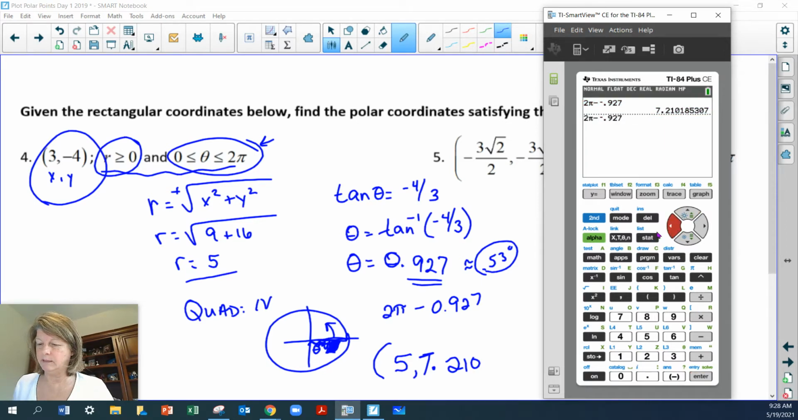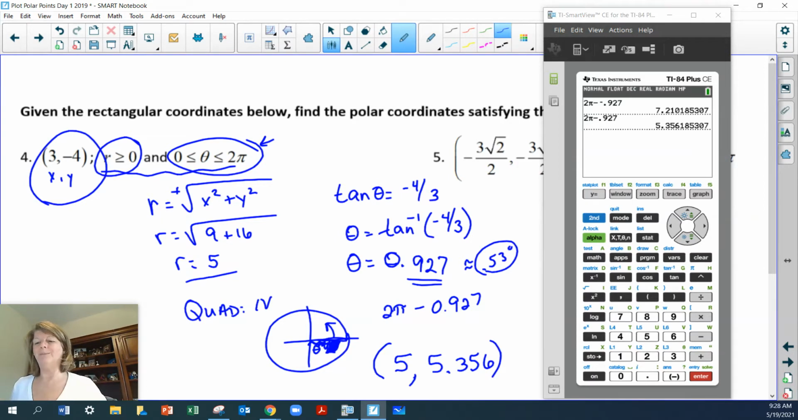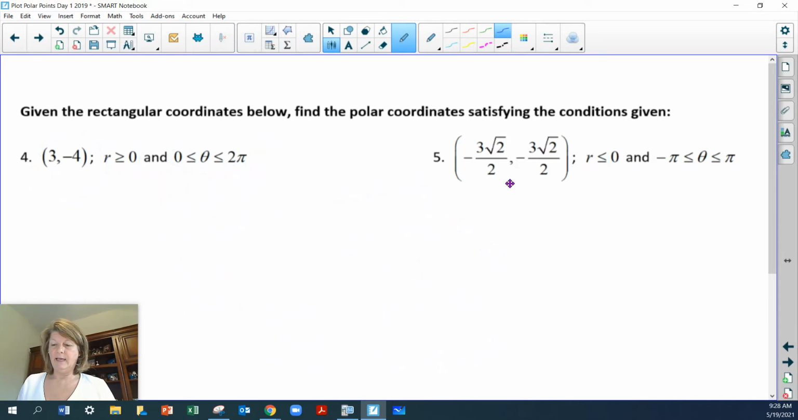I didn't want this negative here. We just want to subtract that. Now I'm liking it. Okay, so let's go with 5.356 radians, and that will land me down into quadrant 4. It's all beautiful. All right, the last one, I am going to erase everything, and R has to be negative in this case. Sweet.